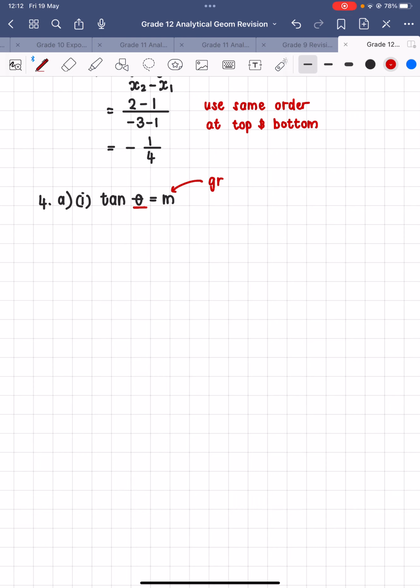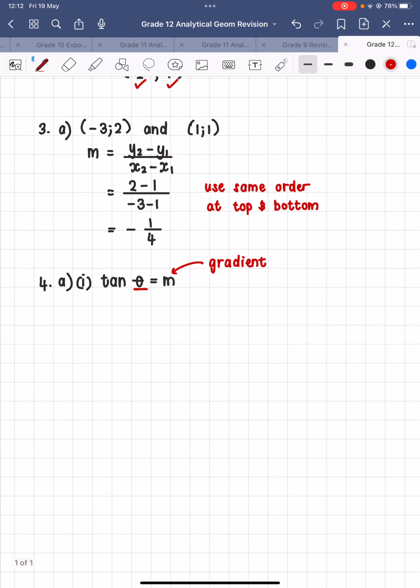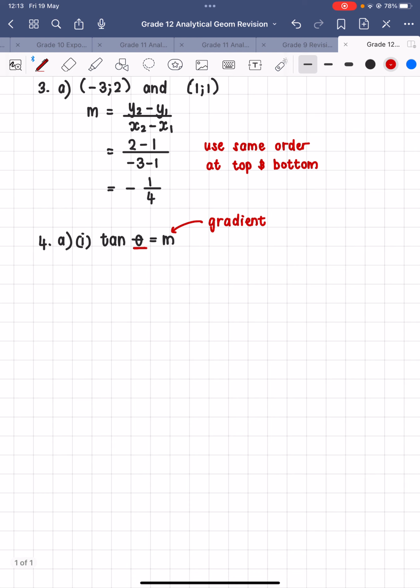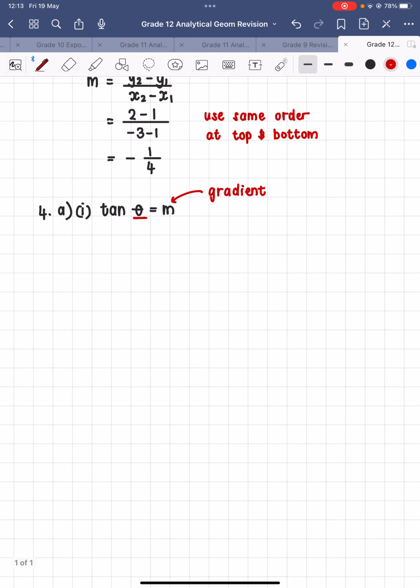So if they didn't give you the gradient, but they've given you information that will allow you to find the gradient, then you need to use the formula that we used up here to calculate the gradient. Okay, so it will just depend on the question. Did they give you the gradient? Then you just put it in there. Or must you calculate the gradient somehow? In this question, they have given us the gradient actually. They're telling us that the gradient is 3.